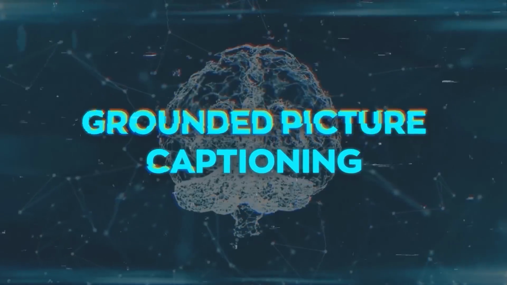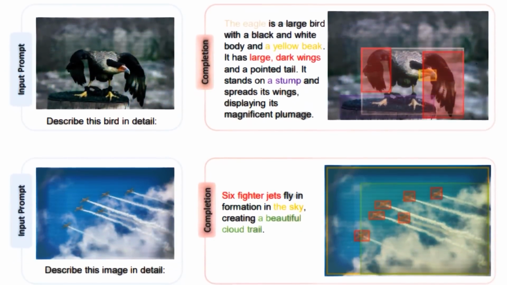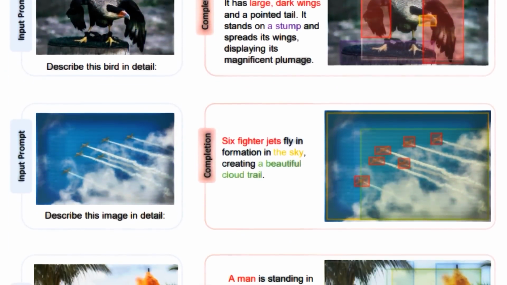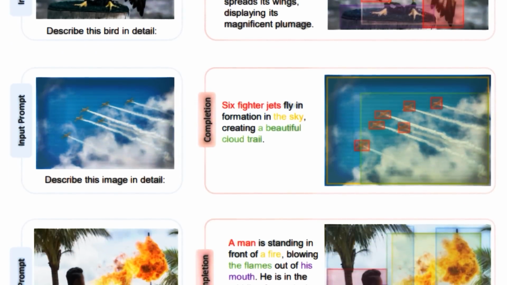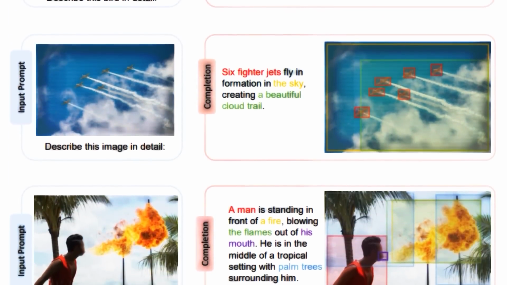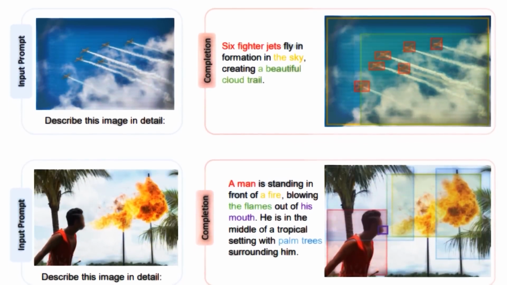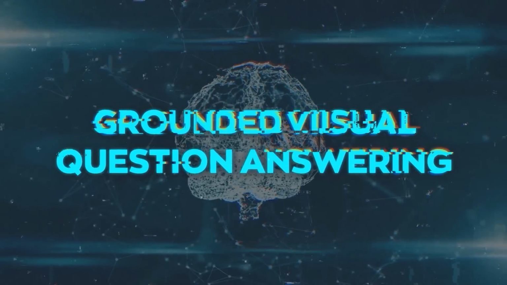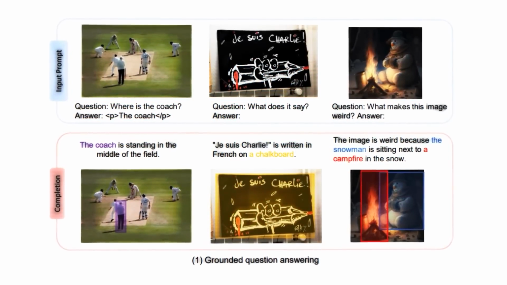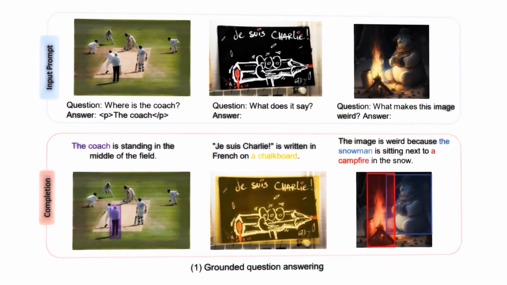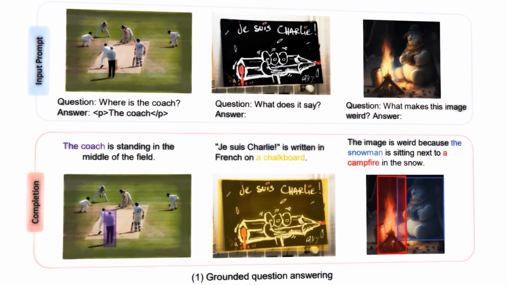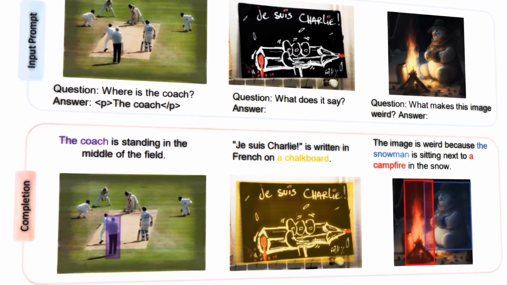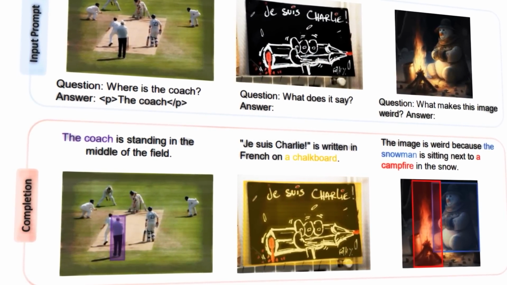Grounded picture captioning. KOSMOS-2 can generate detailed captions for images, marking specific regions with location tokens. This can help people with visual impairments understand images, assist students in learning new concepts, and enable content creators to craft more immersive stories. Grounded visual question answering. It can answer questions about specific regions within images, denoted by location tokens. This is handy for users looking for detailed information about an image, researchers extracting insights, or customers making image-based decisions.